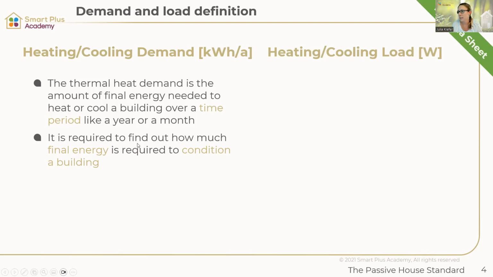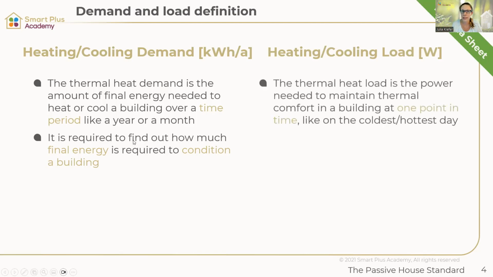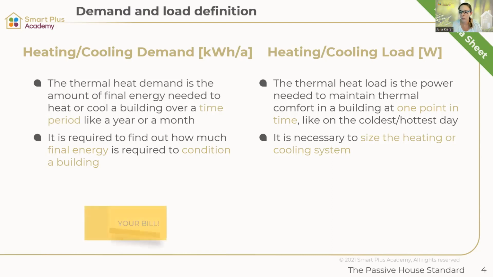Then the heating and cooling load on the other side is the power needed to maintain thermal comfort in a building at one point in time. Here we're talking about the most extreme time of the year, which could be the coldest or the hottest day. That is necessary to size our heating or cooling system, to know how big that system needs to be. So you can remember: on the demand side, it is your bill, and on the other side, it's the size of your system. Once we've understood that difference, we can go a little bit deeper into the Passivhaus standard.